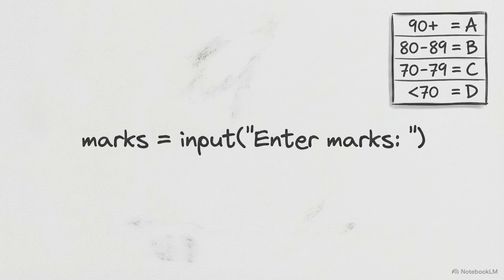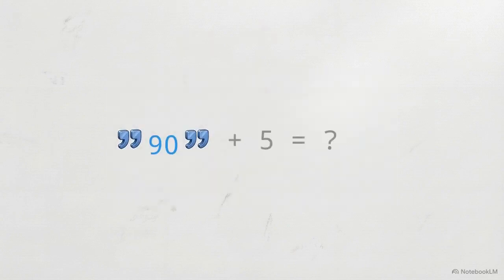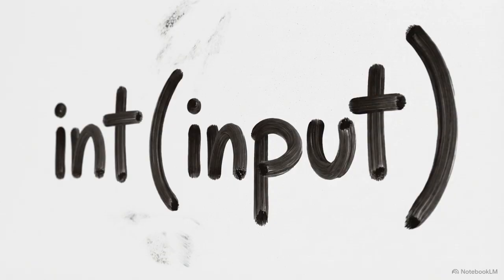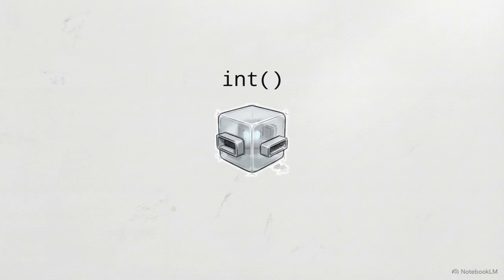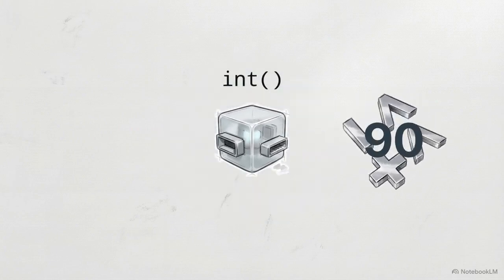First, create a variable called marks and use the input function to ask for the student's numerical score. By default, Python treats everything typed into the terminal as raw text, which it calls a string. You cannot perform mathematical operations on a string. To fix this, wrap the entire input line inside the int function. This casts the text into an integer, enabling Python to evaluate the score mathematically.